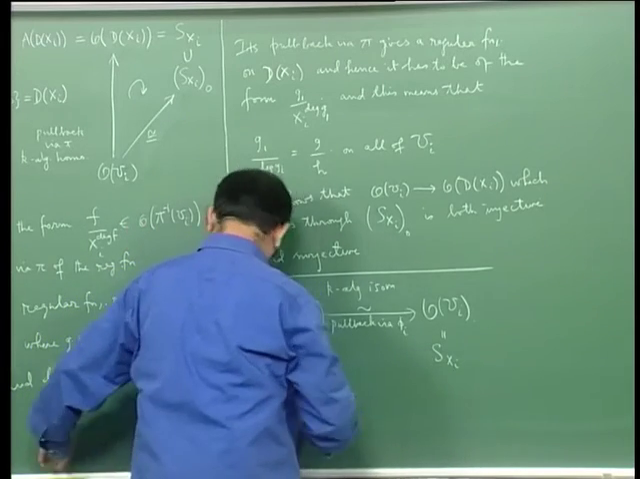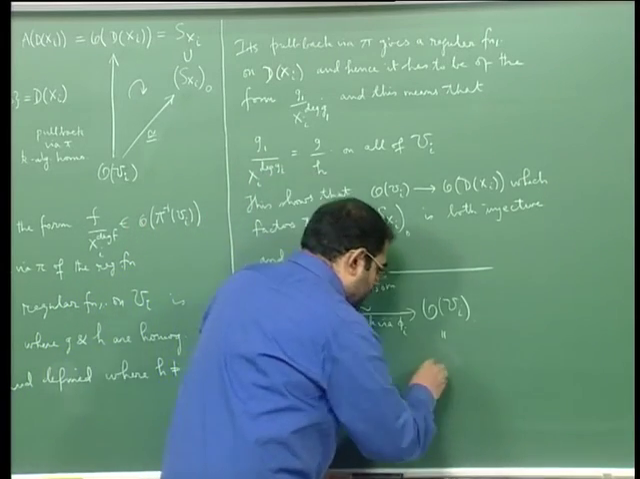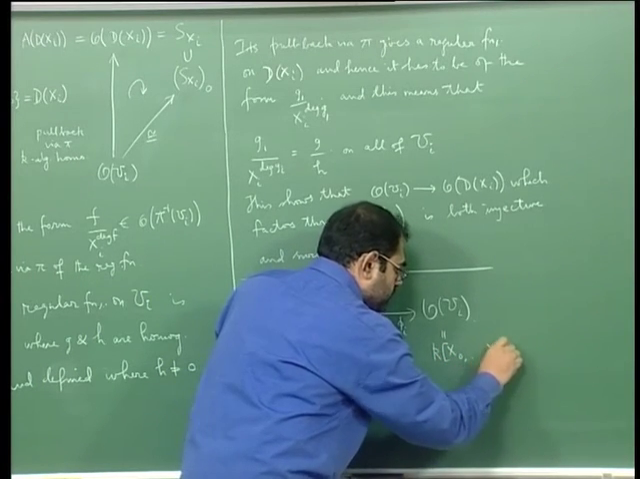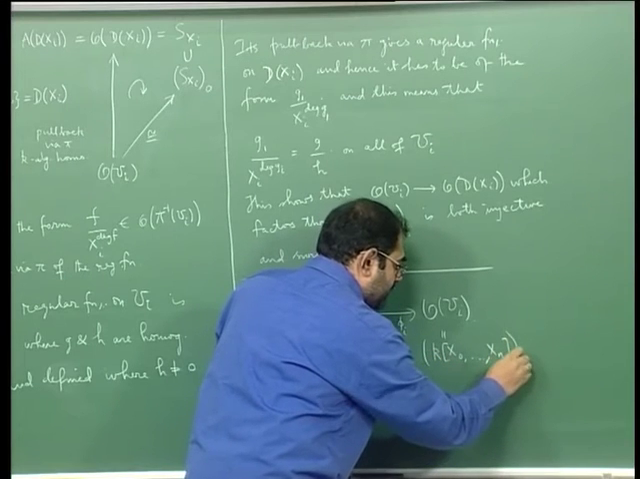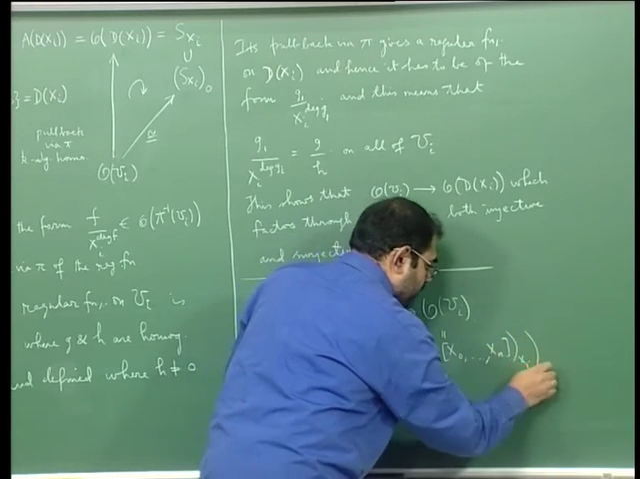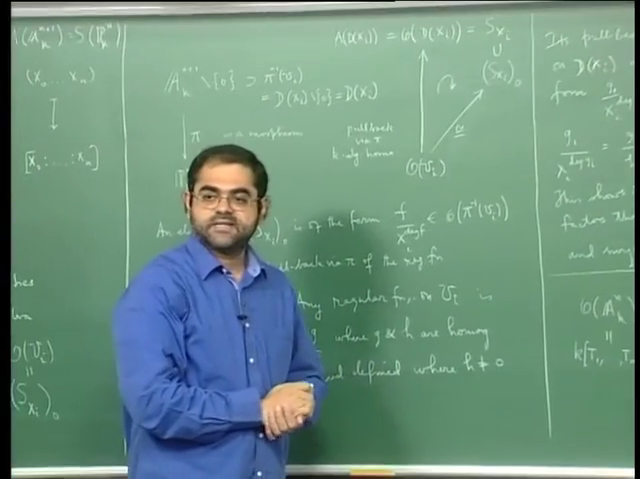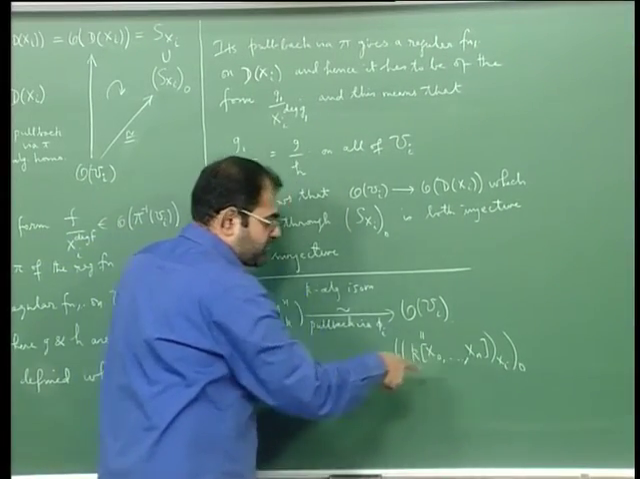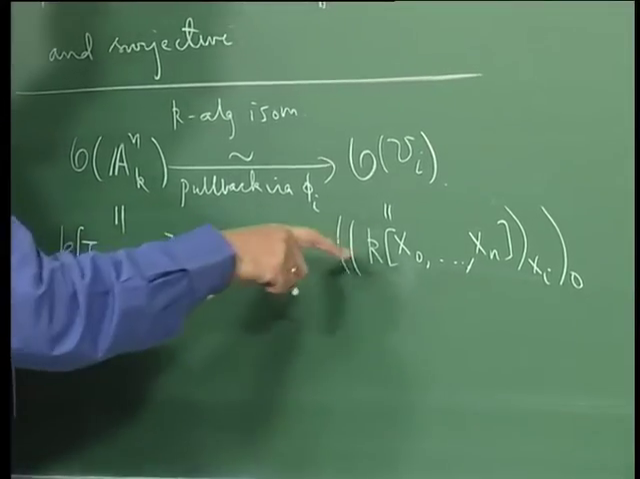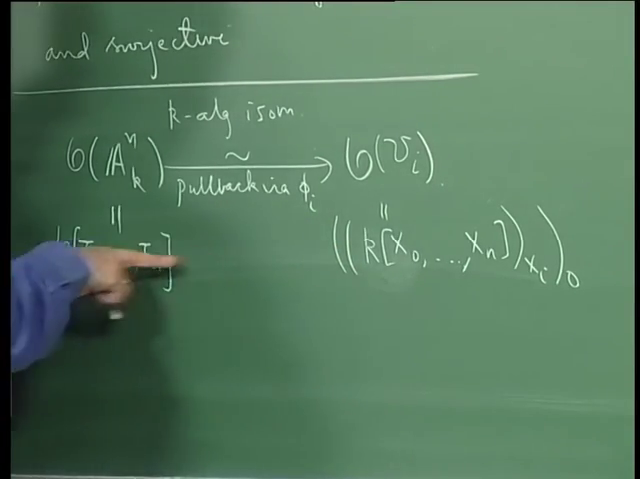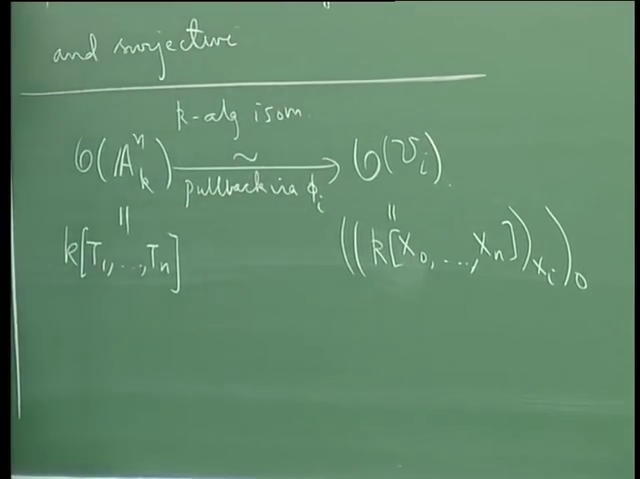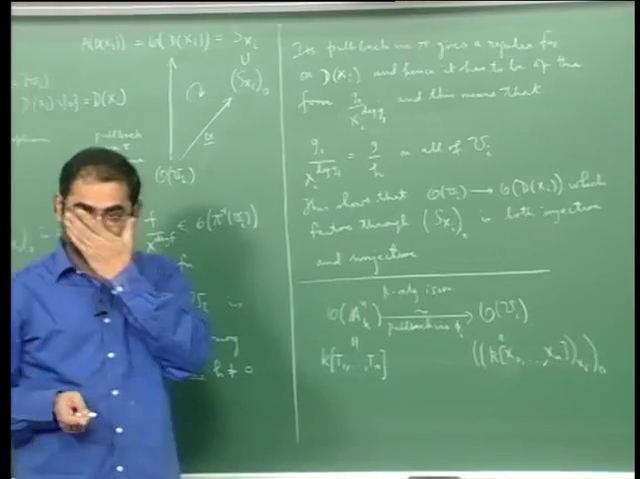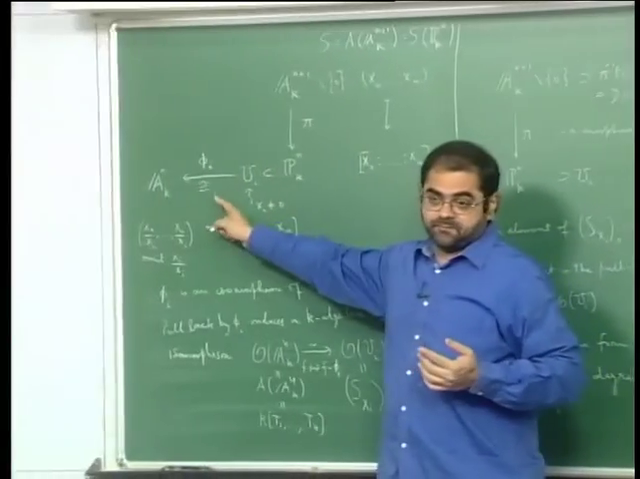Let me expand what S is: S is K[X0, ..., Xn] localized at Xi, and then the degree 0 part. Okay, this is S localized at Xi, degree 0 part. And what is this isomorphism? What is a K-algebra map in this direction? The map in this direction is given by homogenization, and the map in the other direction is given by dehomogenization, which is what we used in the last lecture to prove that this is an isomorphism.